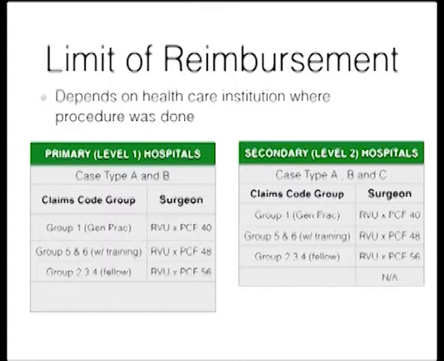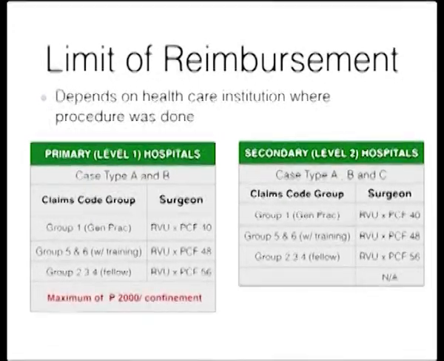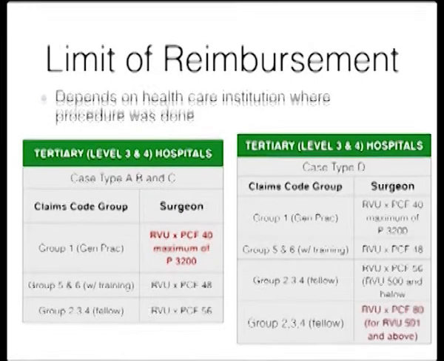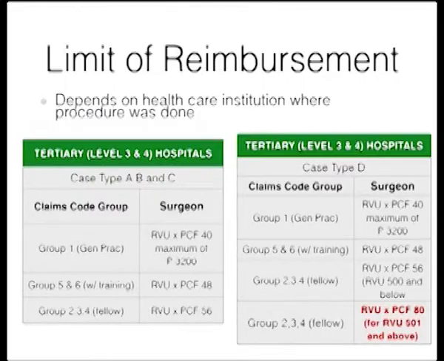Maximum payment for physicians in level 1 hospitals is 2,000 pesos per confinement. There is no limit for level 2 hospital. For level 3 and 4 hospitals, there is a ceiling of 3,200 pesos for group 1 physicians handling all case types. For physicians in group 2, 3, and 4 handling case type D with a relative value of 501 and above, the peso conversion factor for computing professional fee is increased to 80.